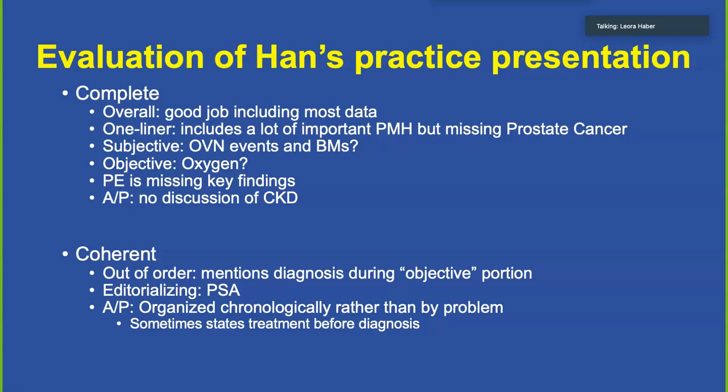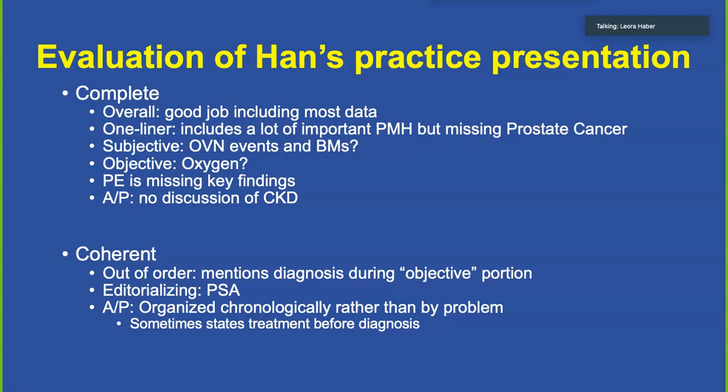Also, since we know that this patient has anemia, we would have liked to hear something about conjunctival color. And then within the assessment and plan, when discussing the extremities, Han says no longer looking edematous, but it would have been helpful to quantify using a comparison to a previous exam. And also, sorry, in the assessment and plan again, since they're dealing with CKD, it would have been nice to hear a little bit more about that.